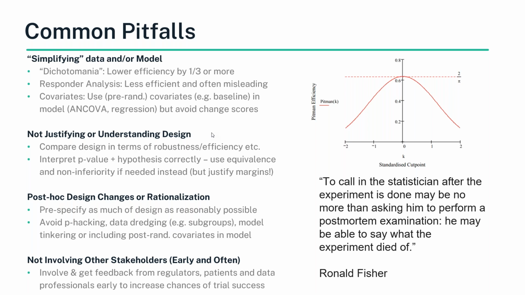And here's how you could minimize some of your costs by, say, including covariates in your model to increase your power. There's this famous quote here on the right from Ronald Fisher, basically saying that bringing a statistician in at the end is like bringing someone in for a post-mortem examination to say what the trial died of. So you're not really helping at that point. So I'd say include them early.